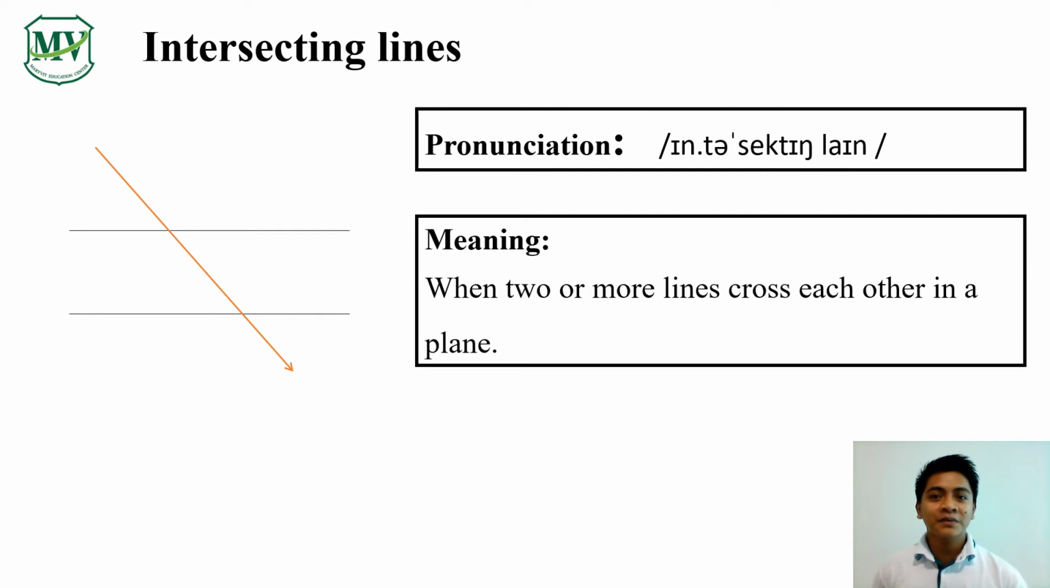Please say the word with me. Intersecting lines. Good job! Can you read the meaning with me? When two or more lines cross each other in a plane is called intersecting lines. Next.